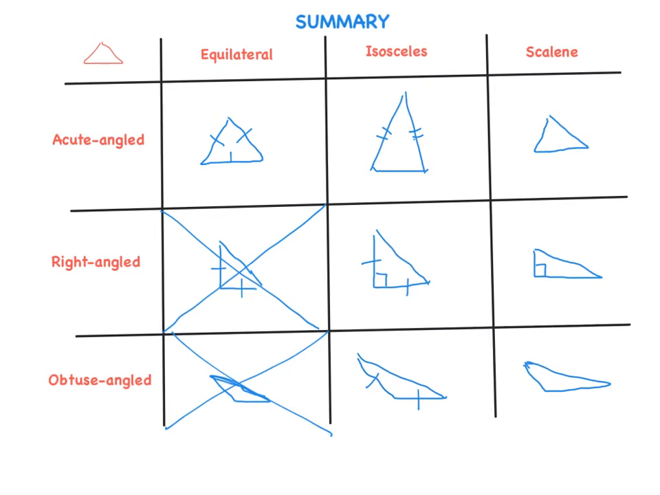So if I ask you to draw isosceles right angle triangle, start with right angle, make sure the two sides are the same, and just join it. Okay. If I ask you to write down or draw Scalene Triangle, which is obtuse angle as well, start with obtuse angle and make sure every single side is different. Okay.